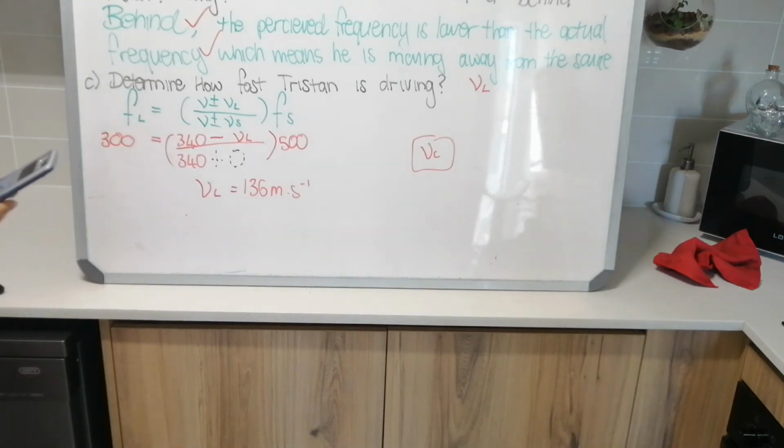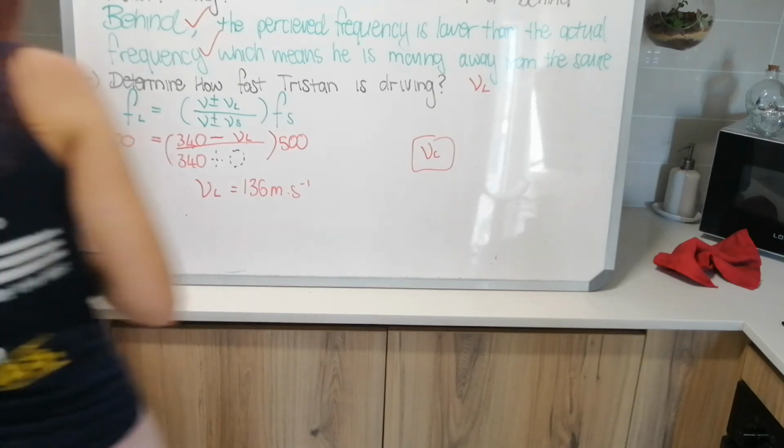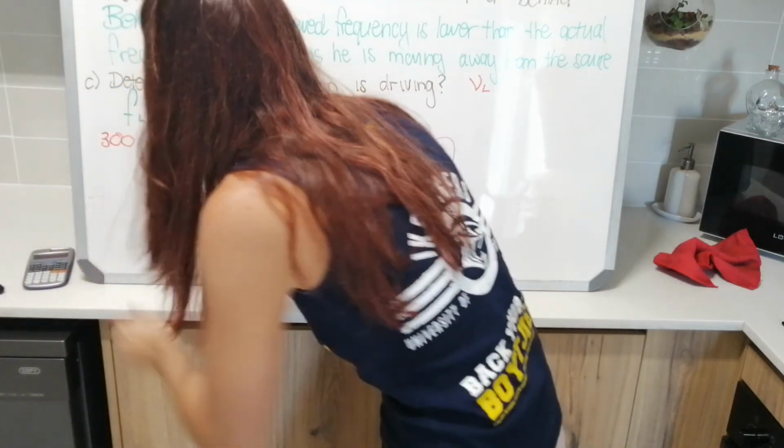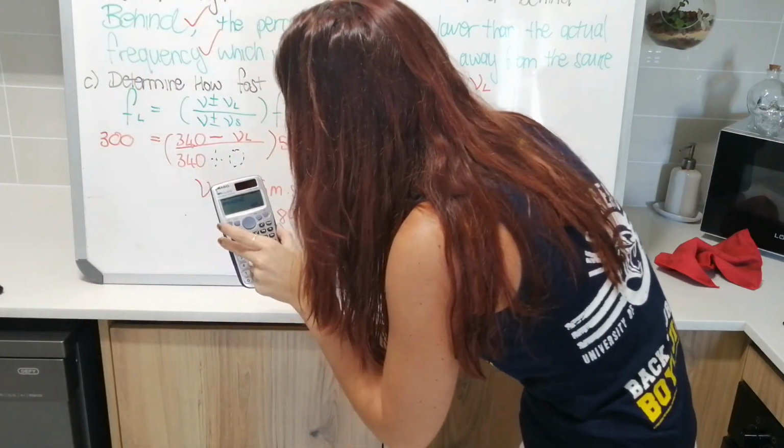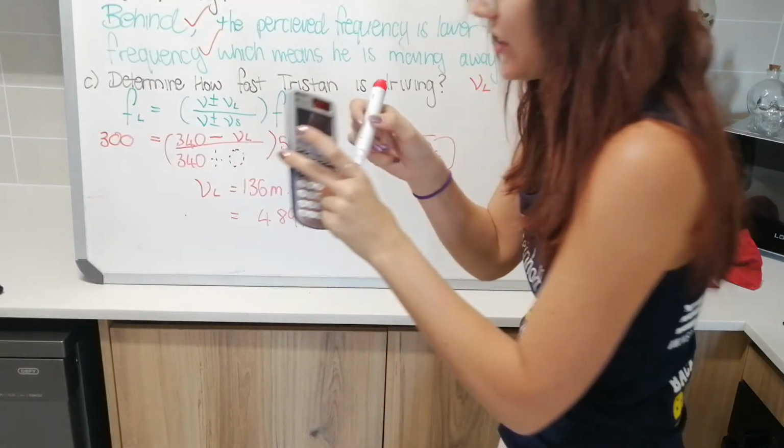Okay, times 340. And then 340 minus that answer. So he is moving at a ridiculous speed. Okay, his velocity is 136 meters per second, which just for funsies, let's convert that to kilometers per hour. He's flying. So it's 136 meters per second. So we divide by 1,000 and then multiply by 60 twice. He's going at 489.6 kilometers per hour. Good luck with that one.